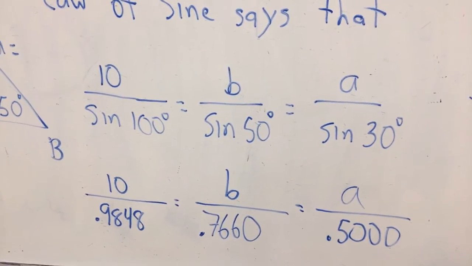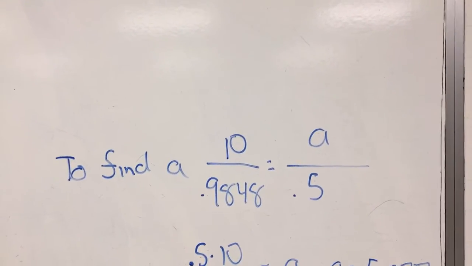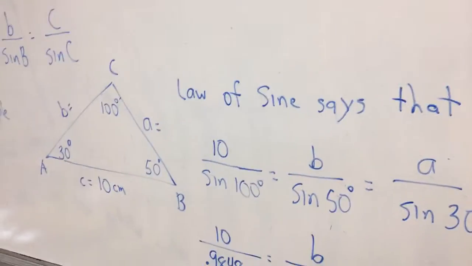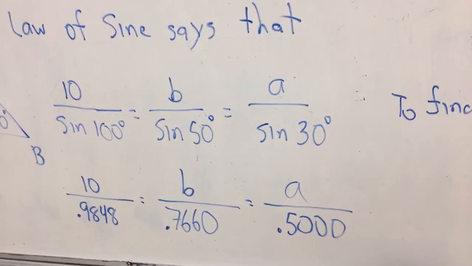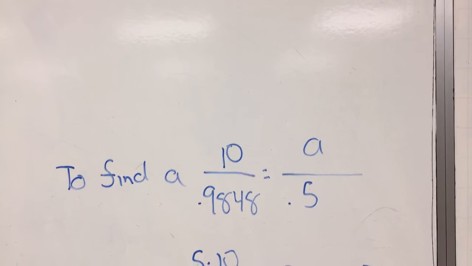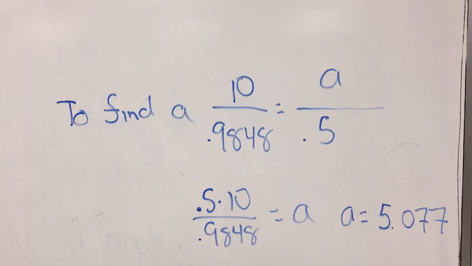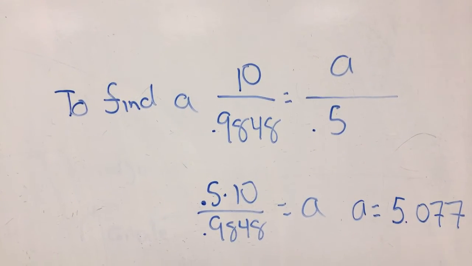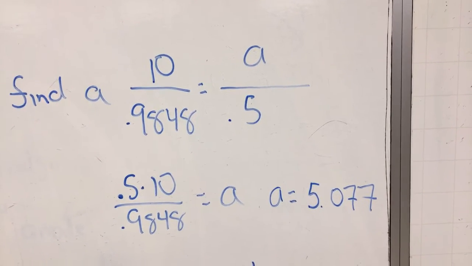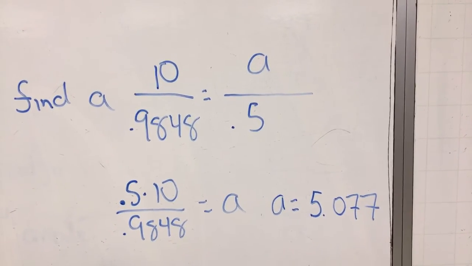So I can break this up. If I want to find A, I can say that the two pieces that I do know, notice that you have to have a complete pairing. You've got to have a side and its opposite angle. So you kind of have to know something before you start this. So choose wisely. So 10 over 0.98 is equal to A over 0.5. So you do a little algebra, and 0.5 times 10 divided by 0.9848, and A comes out to be 5.077, or 5.078, as it showed in GeoGebra.